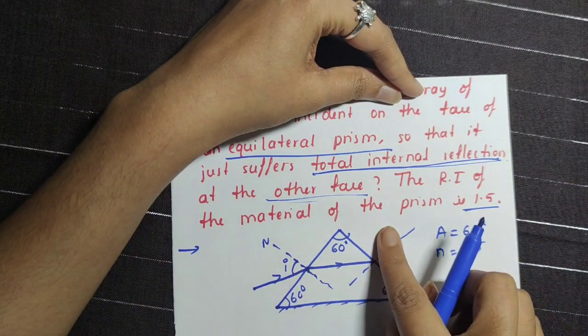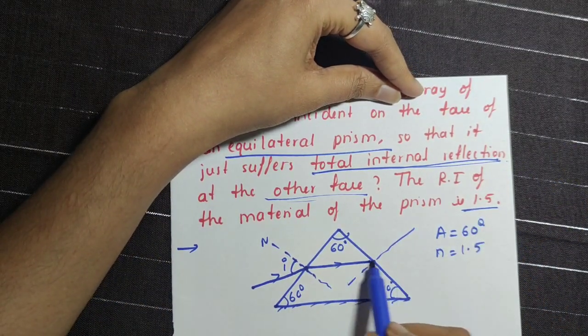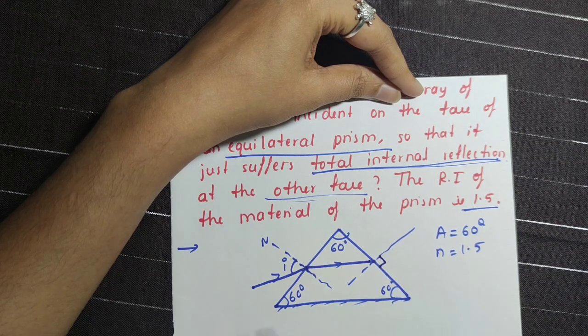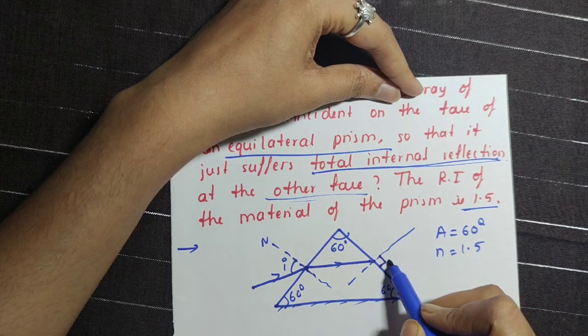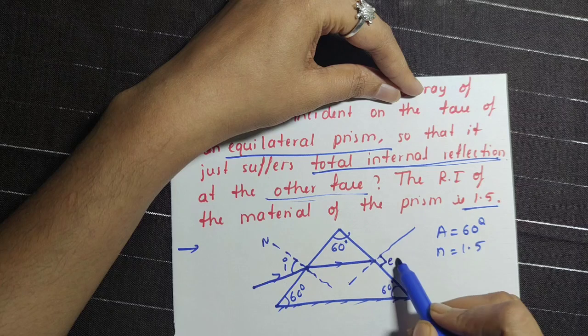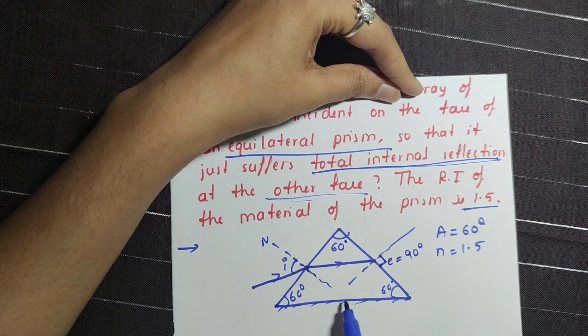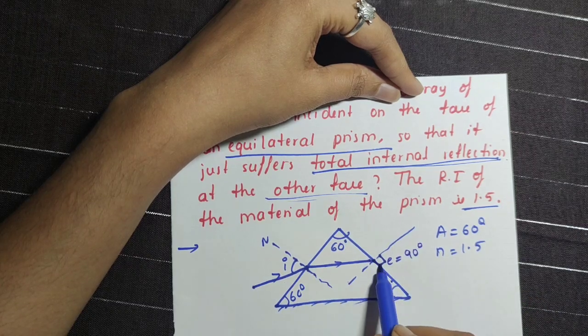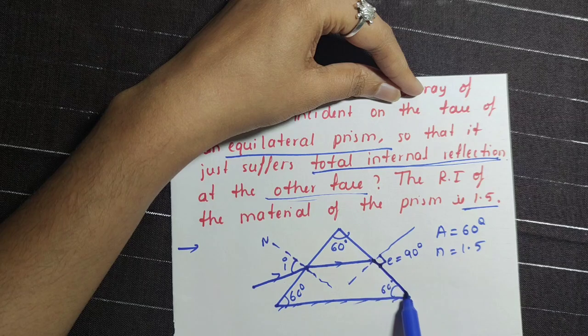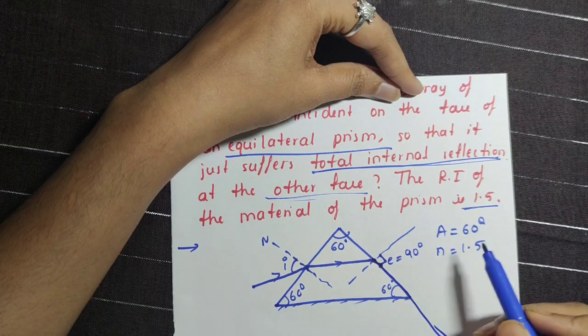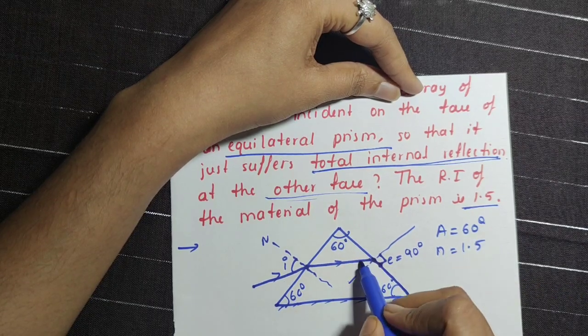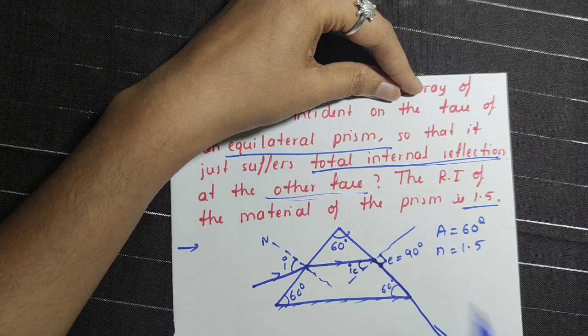So when do we get the critical angle? When the refraction angle, or here in this prism case the emergent angle, is 90 degree. Okay, so here emergent angle is 90 degree means the ray will go along this interface, right? Then this angle will be considered as the critical angle.